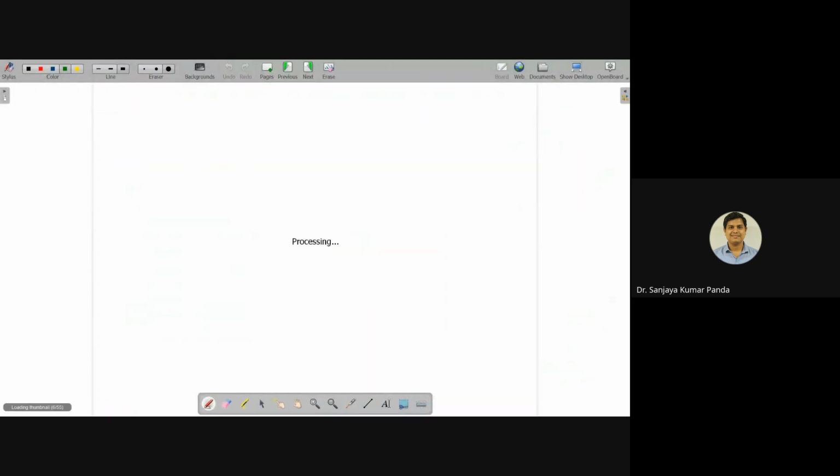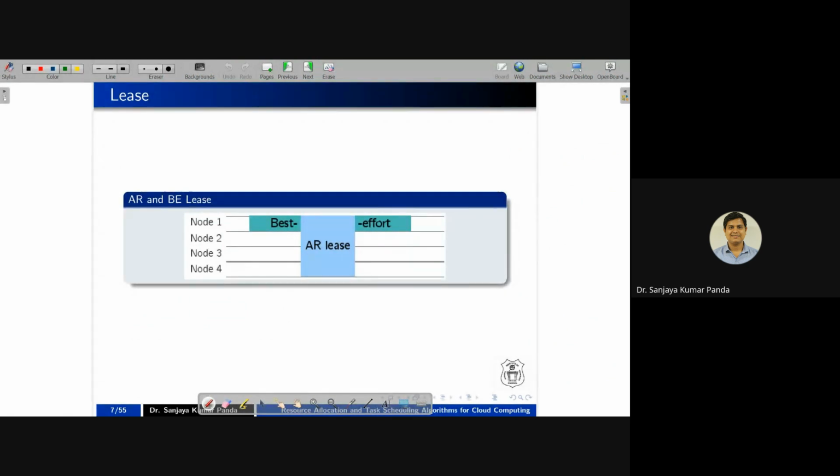So you can see this situation. Now you can understand a best effort lease has started its execution, but in between an AR lease arrived in the system. So what happened? The best effort lease is preempted, and once the AR lease has completed its execution, you can resume the best effort lease. Is it an example of a preemptive best effort or non-preemptive best effort? Obviously, it is an example of preemptive best effort, right?